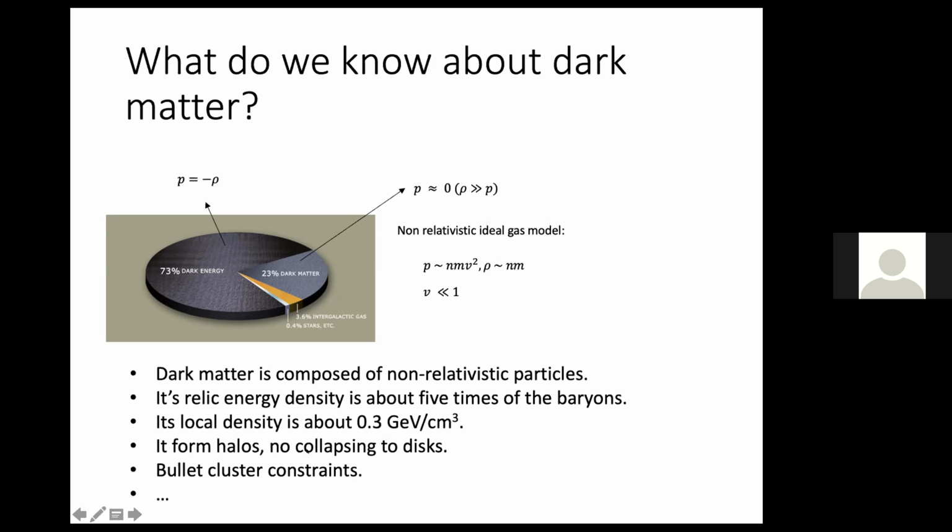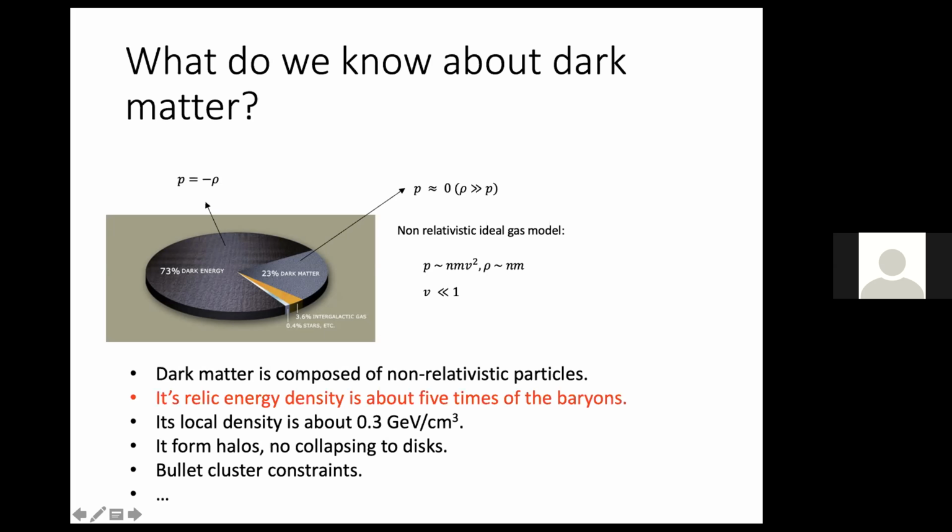So that means most of the dark matter cannot collapse onto the disk. And also we know that the interaction must be weak, since we have the bullet cluster constraints, okay? And so these are the evidences. These are the things we know.